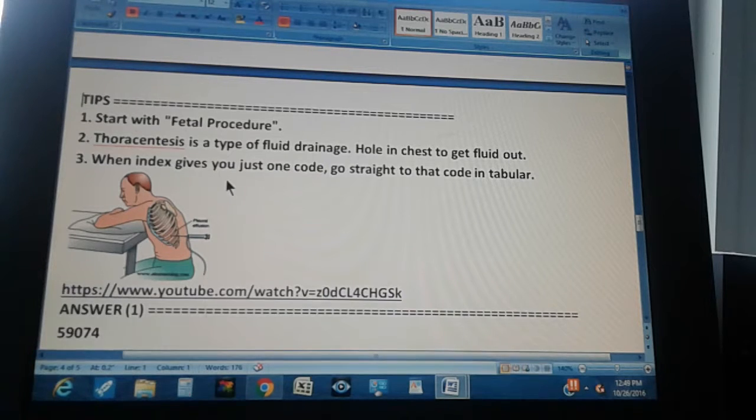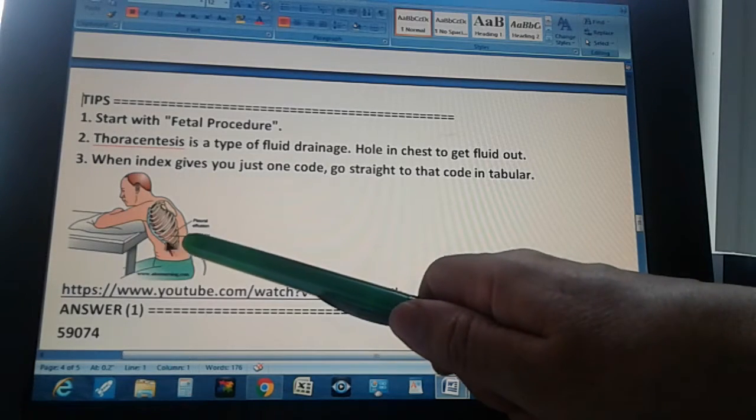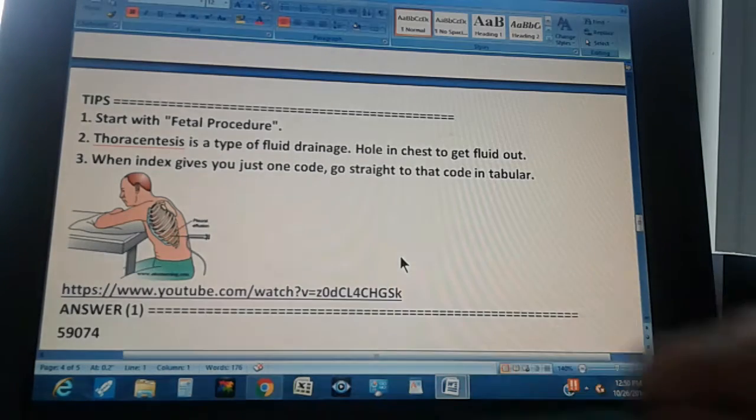When the index gives you just one code, go straight to that code in the tabular. That's why this is a level 0, because you're going to find just one code, and all you have to do is go specifically to that code in the tabular, and you'll find that it is exactly the answer to our problem. Just so you can see visually what a thoracentesis is, you see there's a needle here and they're extracting fluid from the lungs.